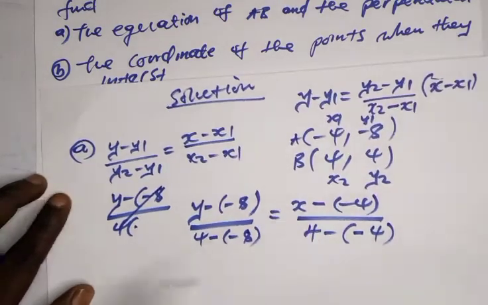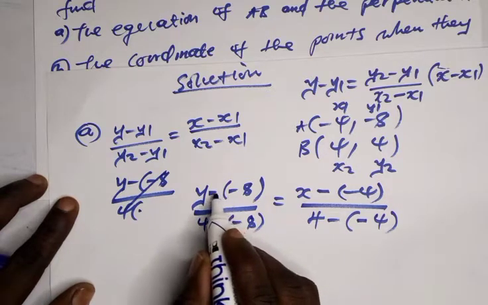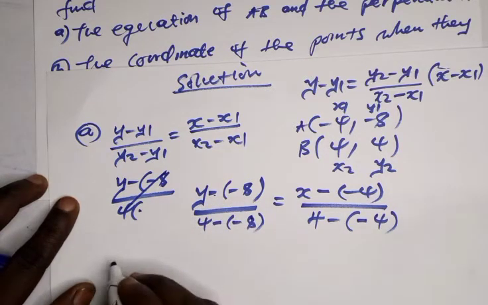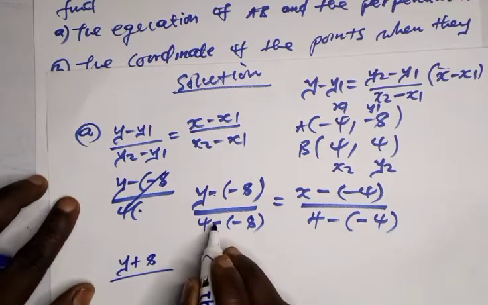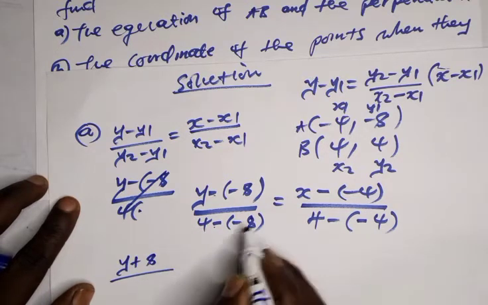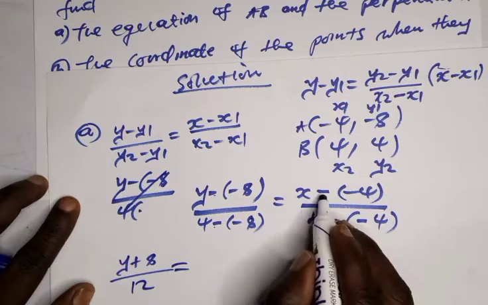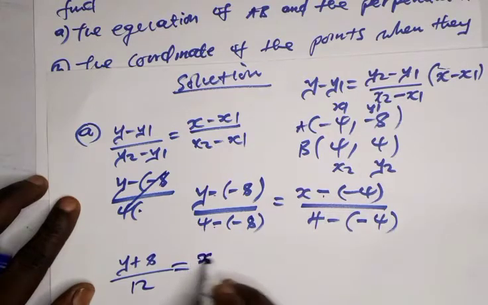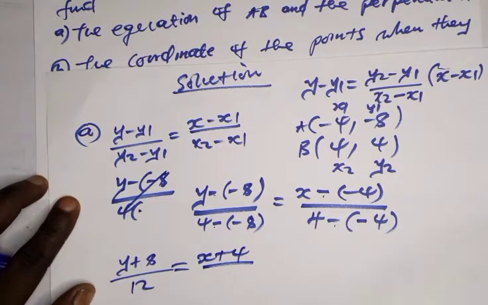So let's proceed. Here we are going to have y, negative times negative, which is positive, so it's going to be y plus 8. Over here also negative times negative is positive, then 4 plus 8 is 12, equals, negative times negative is positive, so x plus 4, over 4 plus 4, which is 8. Then we cross multiply.